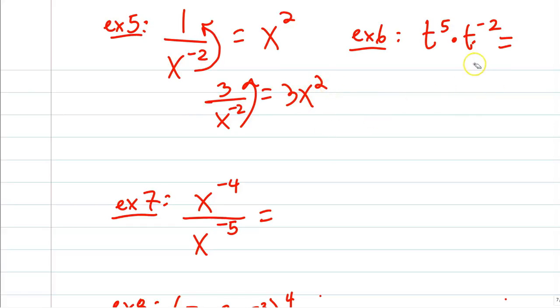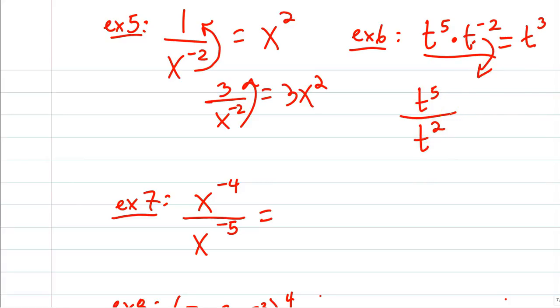So what is t to the 5th times t to the negative 2? By the way, there's a rule for this. I can take those exponents and add them. 5 plus negative 2, t to the 3rd. I'm not a huge fan of the rules, so here's what I would do. Take the negative exponent, bring it down. What's left on the top? What's left on the bottom?